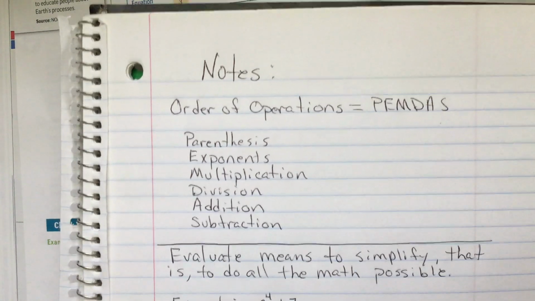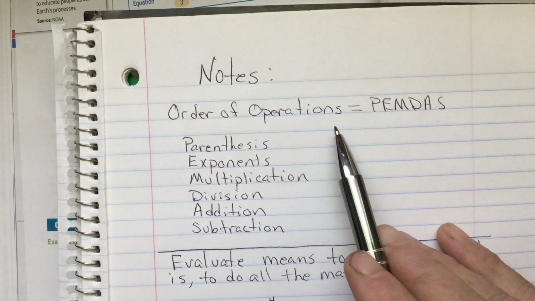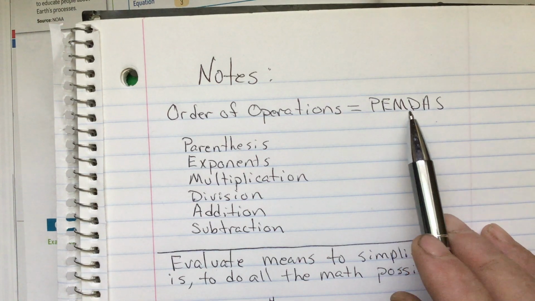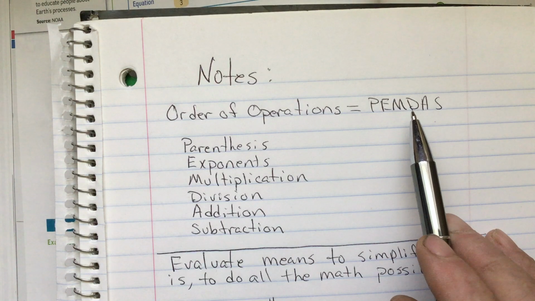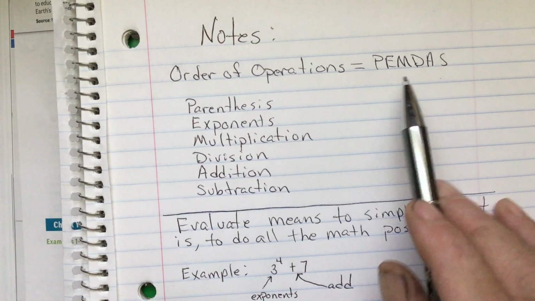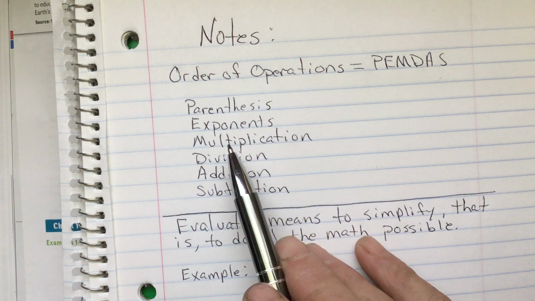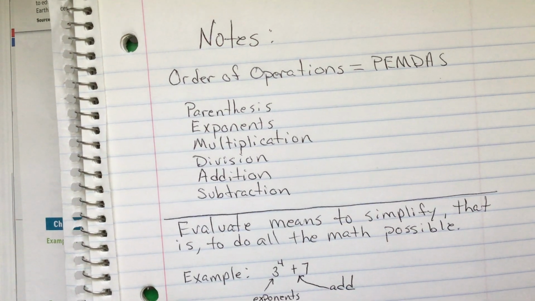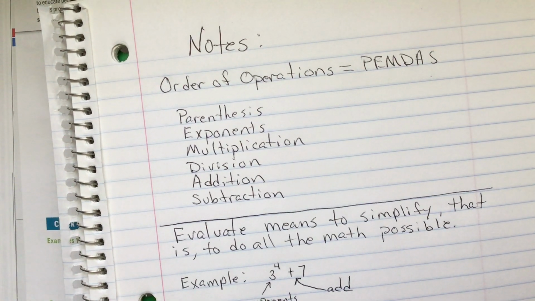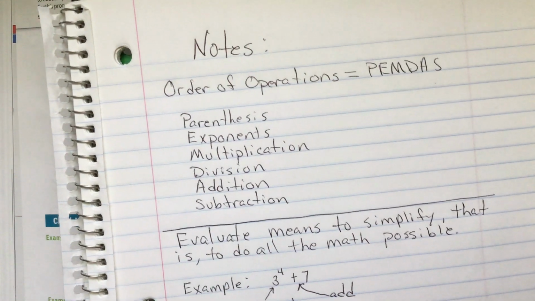Here's an idea of what your notes should look like. This section is about order of operations. Order of operations means PEMDAS. Please excuse my dear Aunt Sally. This is an acronym that stands for parentheses, exponents, multiplication, division, addition, subtraction. When we are simplifying expressions, this is the order that we go in.